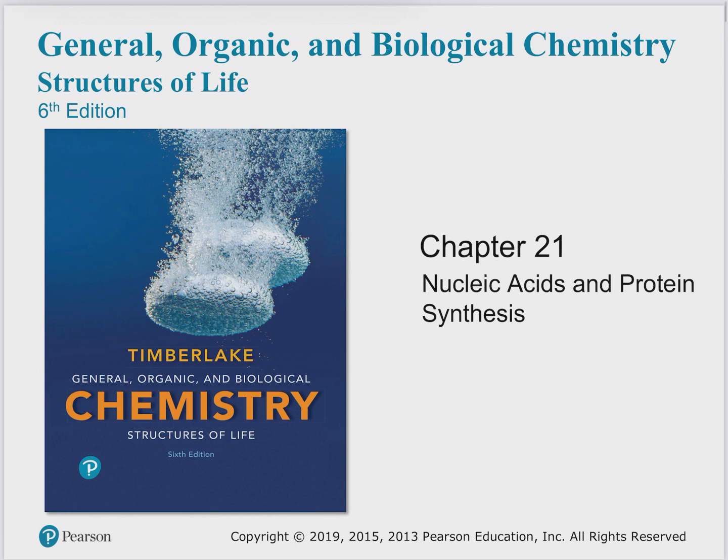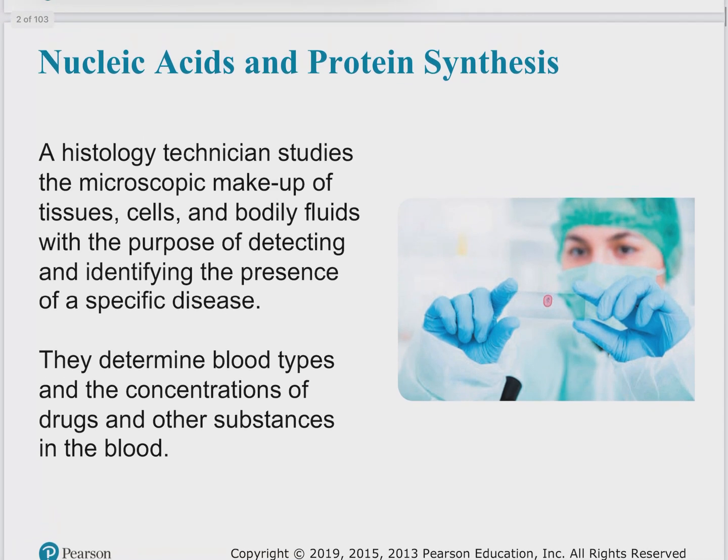Alright, so chapter 21. We're now going to look at how those proteins that we looked at in the last chapter get synthesized and how DNA actually encodes that information for the primary sequence of those proteins, the order of the amino acids. So we're going to have to look a little bit at DNA and how DNA is organized, the way DNA encodes that information, and how proteins actually come from the DNA.